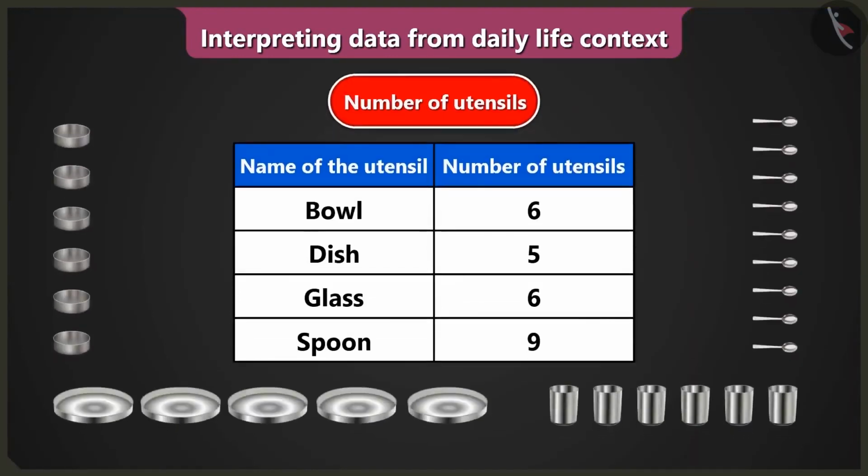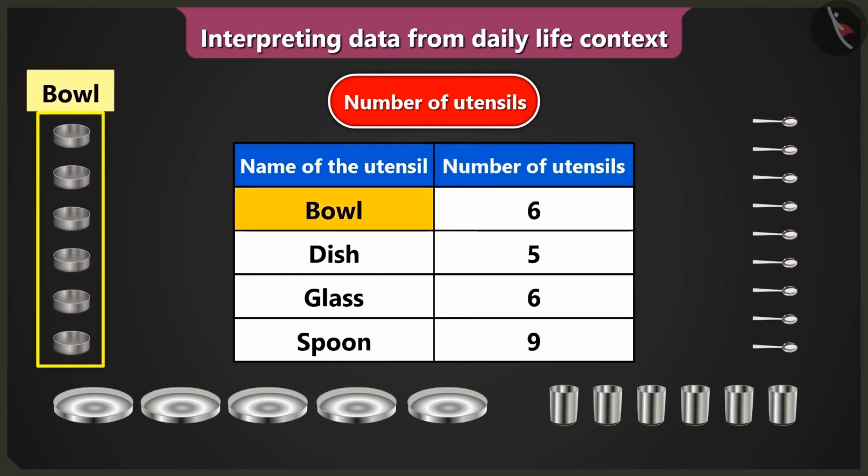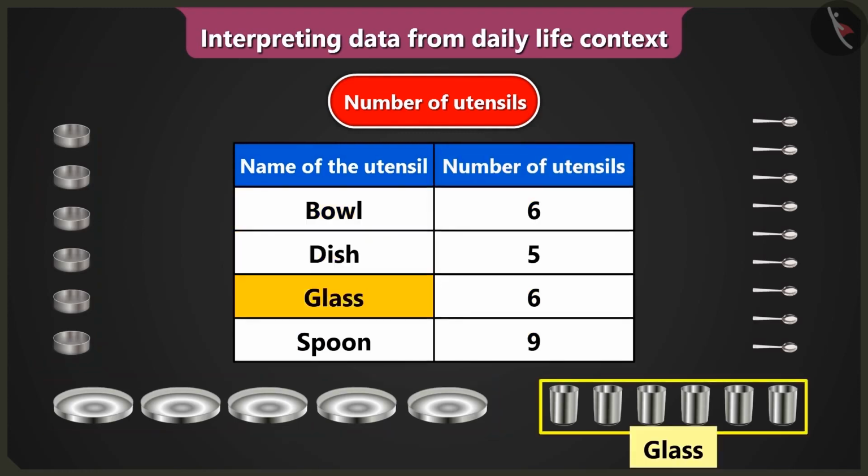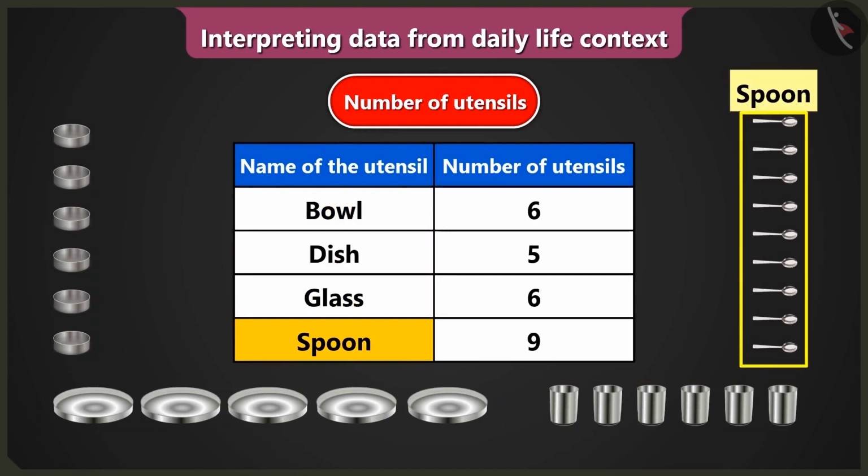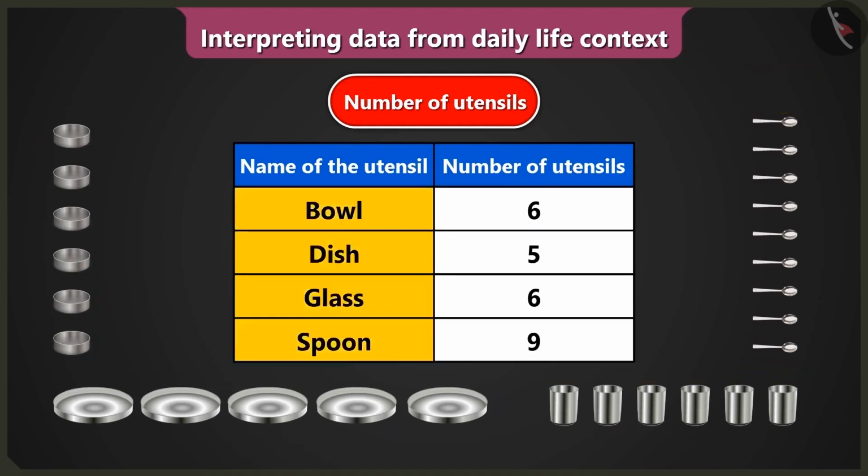The data about utensils we have is given in this table. The data about names of the utensils is given in the first column and the data about the number of utensils is given in the second column of the table. Names of utensils, bowl, dish, glass and spoon are written here. So the data about 4 kinds of utensils is given.